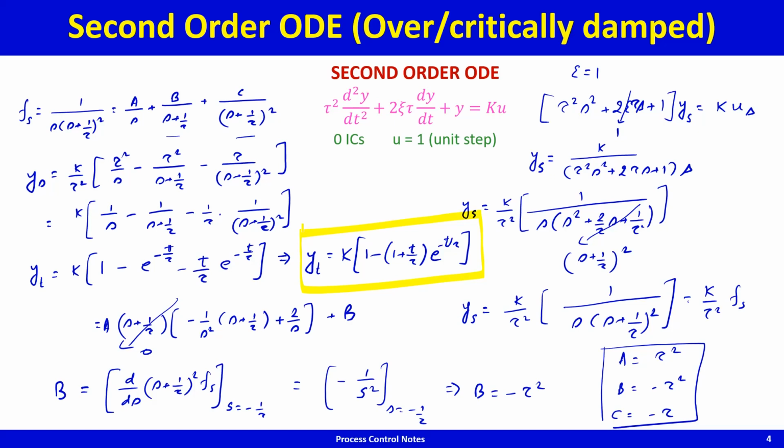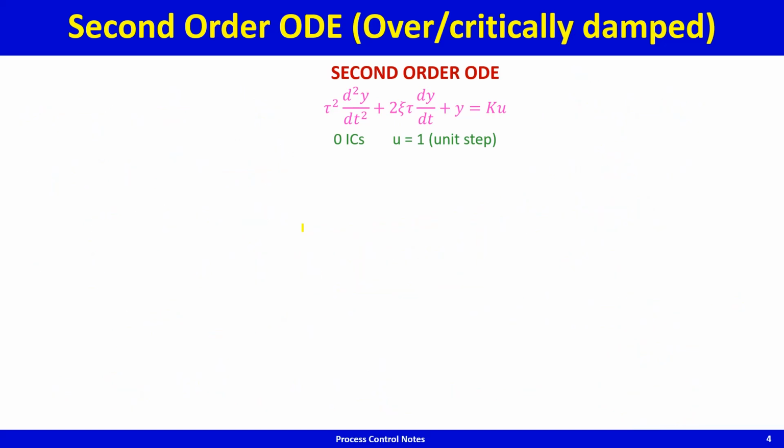Let's look at an overdamped system where the damping coefficient epsilon is greater than 1. So for the overdamped case, we have y sub s is equal to k by tau square into 1 over s times s square plus 2 epsilon by tau s plus 1 by tau square.